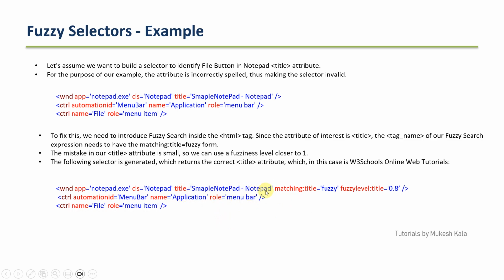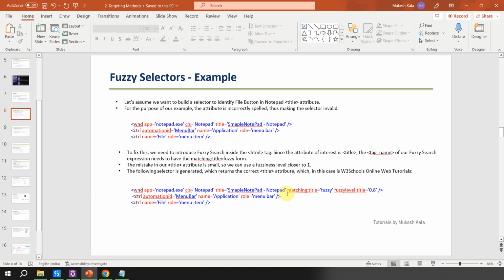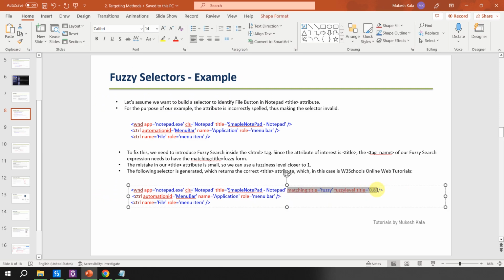So what we have done here is, after this title sample notepad, we have added this thing, matching title fuzzy, which means that match the title. Why have I written title? Because this is where the problem lies, is equal to fuzzy, and the fuzzy level is 0.8. I am saying that 80% match, if you are able to find, just consider it. Okay, so let's try to do the same thing in the automation now.